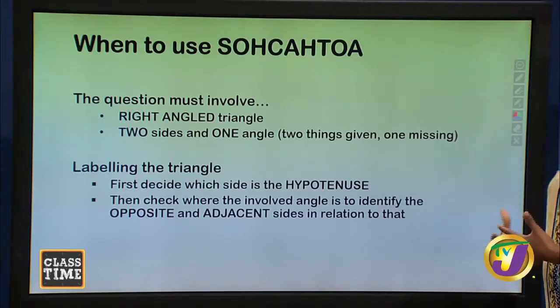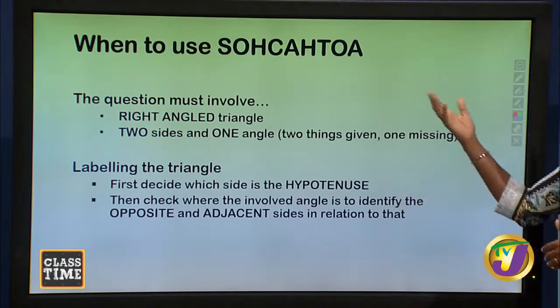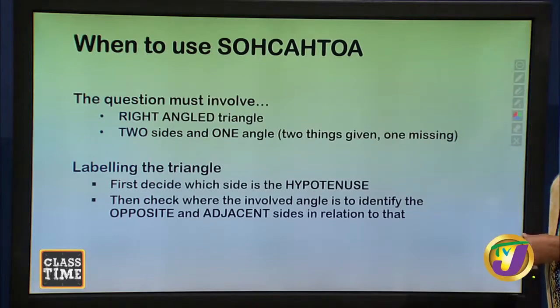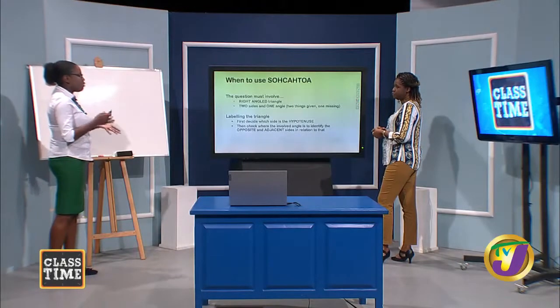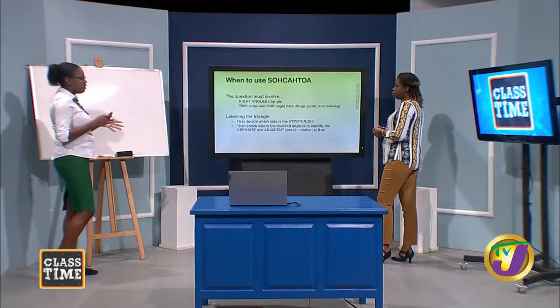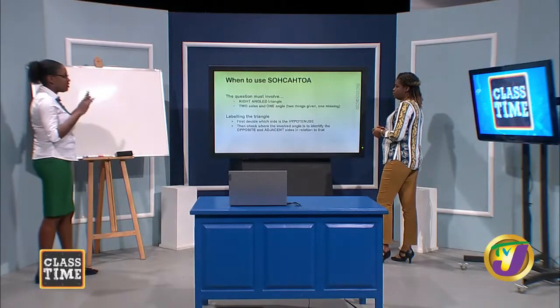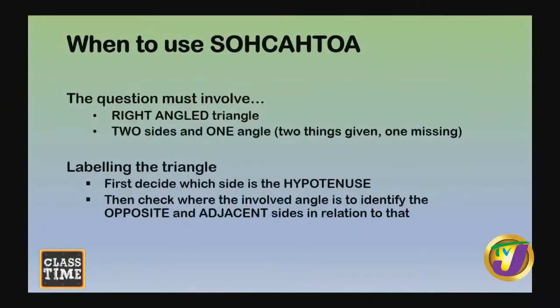In order for us to use the trig ratios, we must have a right-angled triangle. You must also have two of the quantities given, two sides, or a side and an angle, and one of them is missing. And as you mentioned earlier, the hypotenuse side is the key. Once you can spot the hypotenuse side, which is across from the right angle, then you're good.